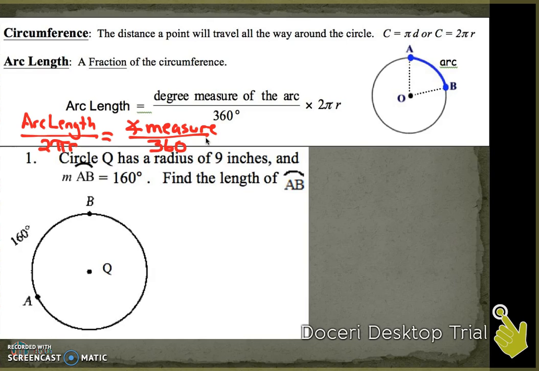So looking at this first one here, circle Q has a radius of 9 and an arc of 160 degrees. Find the length of AB. So why don't you pause the video, take a second and try number 1 and number 2, and then we will go over them in just a second.